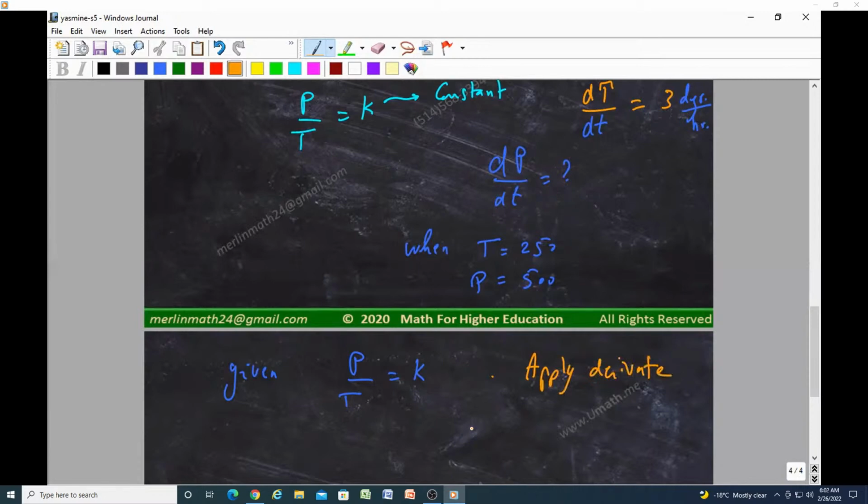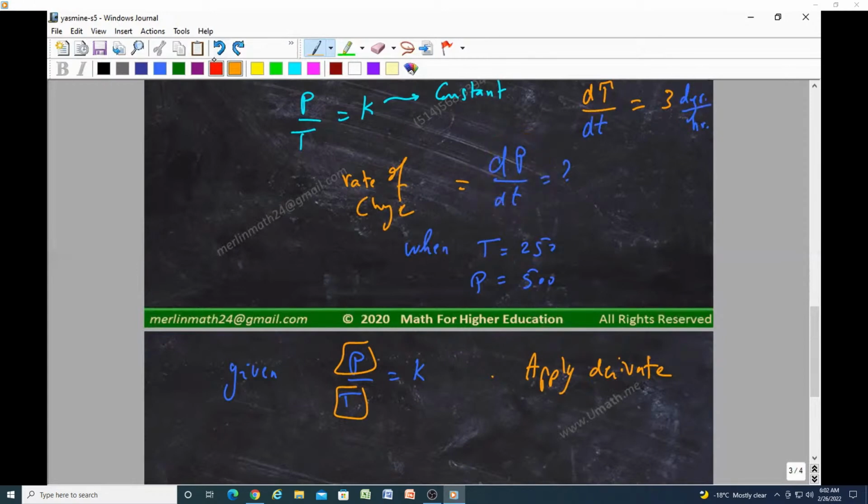You agree? Now, if I apply derivative, be careful. K is a constant, but P and T are not. So this is quotient rule. Why are we deriving this? Because the rate of change. How do you find rate of change? We want to derive. Rate of change means derivative. The rate of change of the pressure with respect to time is derivatives. What do you mean by dP over dt? It's the derivative of P, but this is related to time.